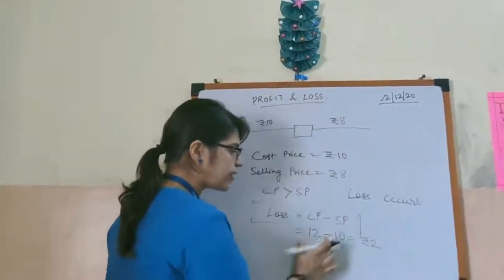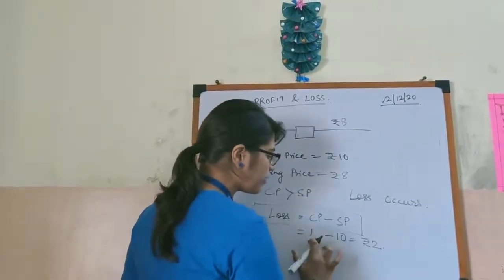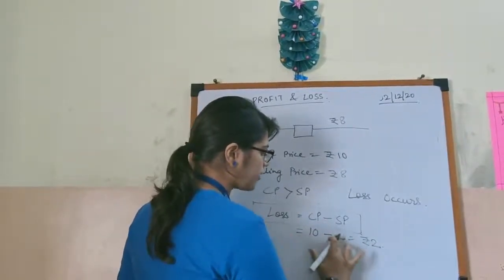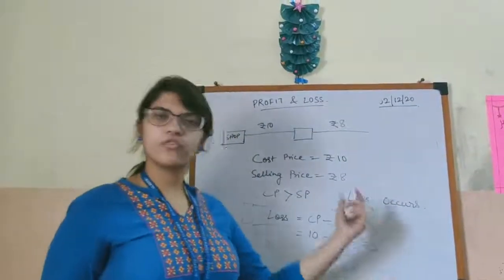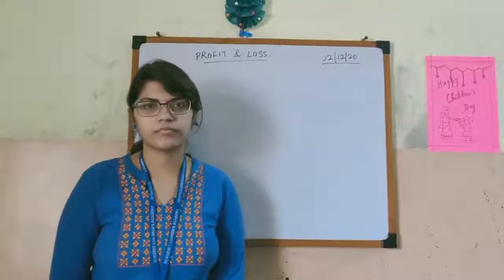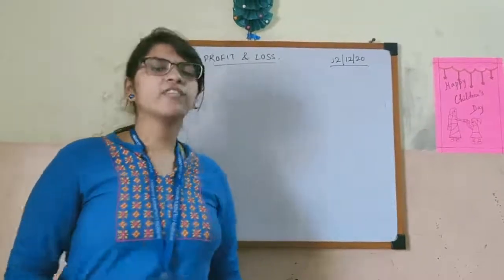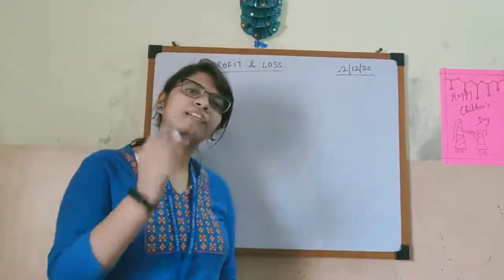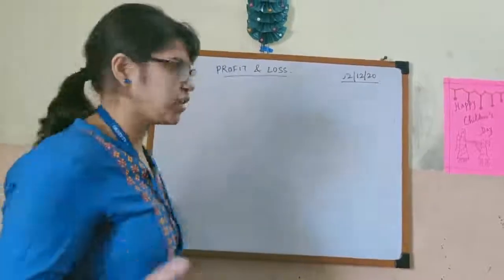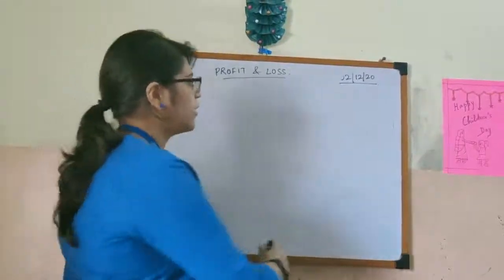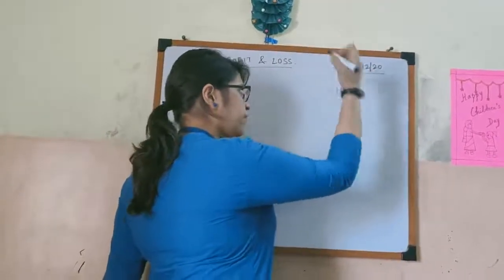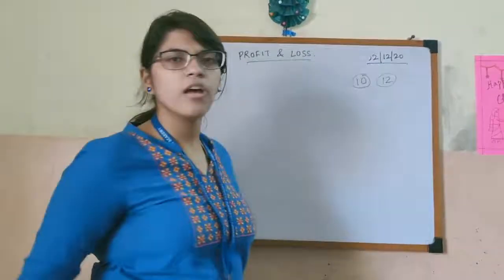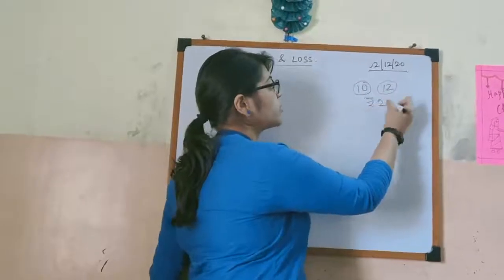So in this case your CP is 10 rupees and SP is 8 rupees. So again our loss is 2 rupees. So the next concept we have is profit percentage and loss percentage. So we have got that from buying something at 10 rupees and selling it at 12 rupees, we have made a profit of rupees 2.